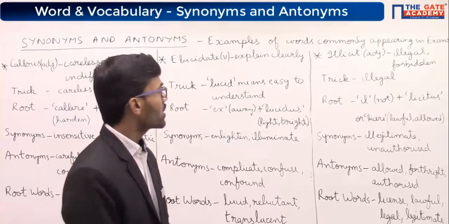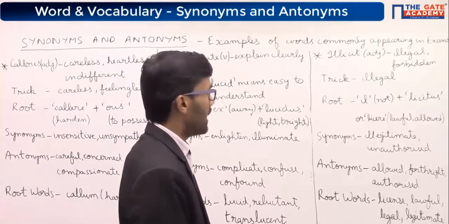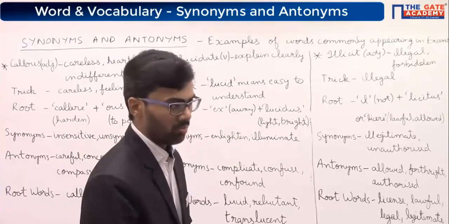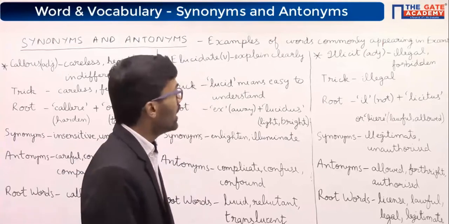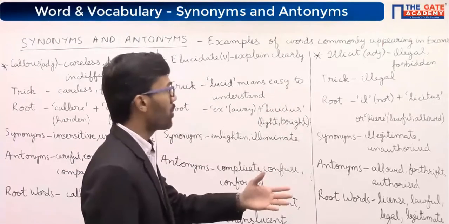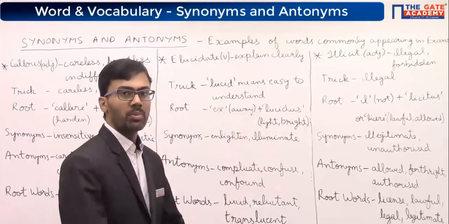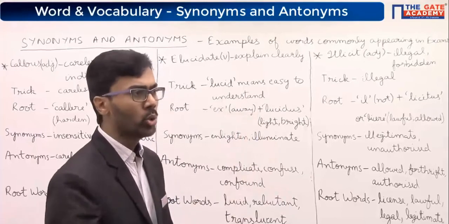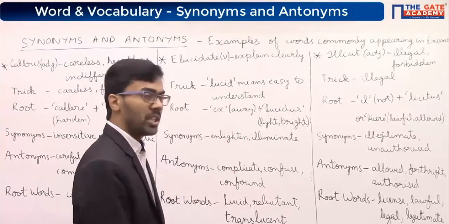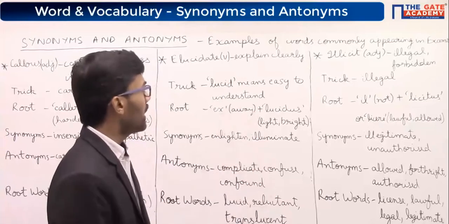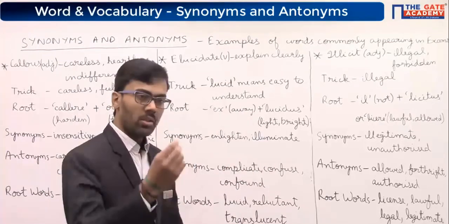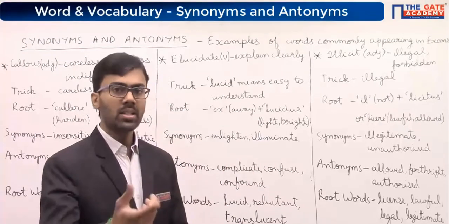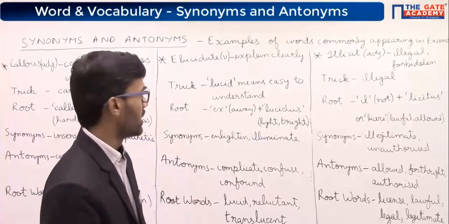Then we come to the next word, which is illicit. Illicit again is an adjective. Many of us might have heard that word. It means illegal or forbidden or unauthorized, something that is not allowed according to any rules or regulations or laws. The trick to remember illicit is very simple. Remember the word illegal. Illicit simply means illegal or unauthorized.